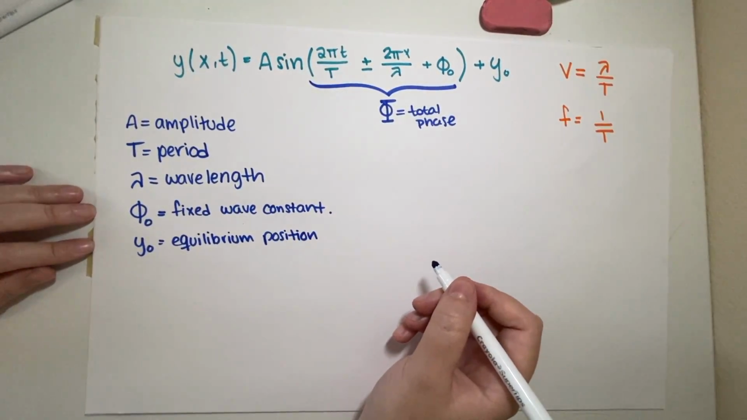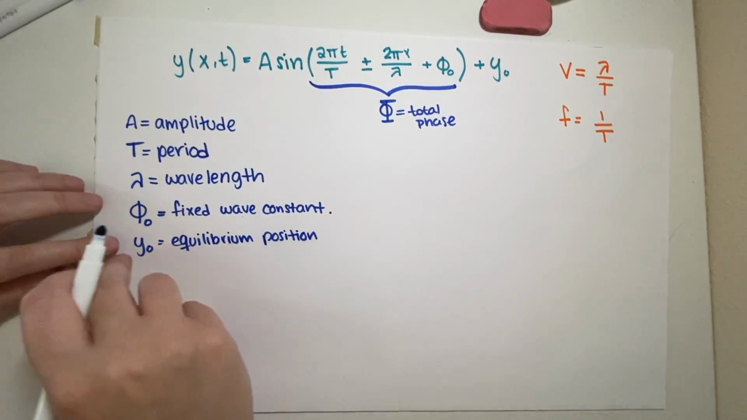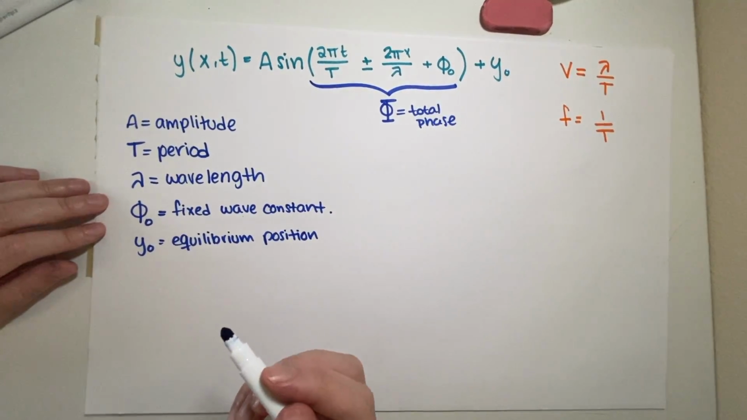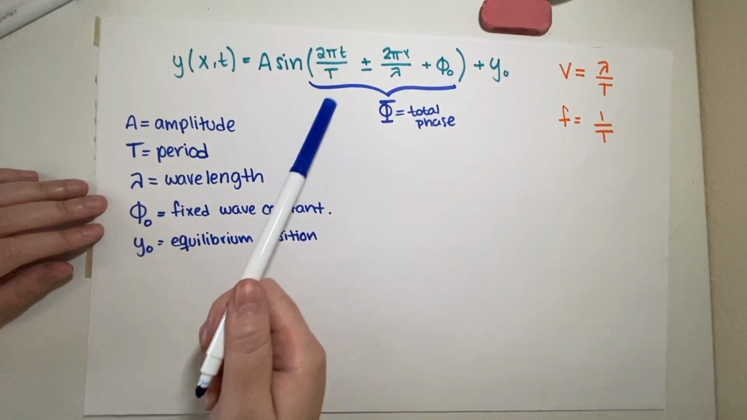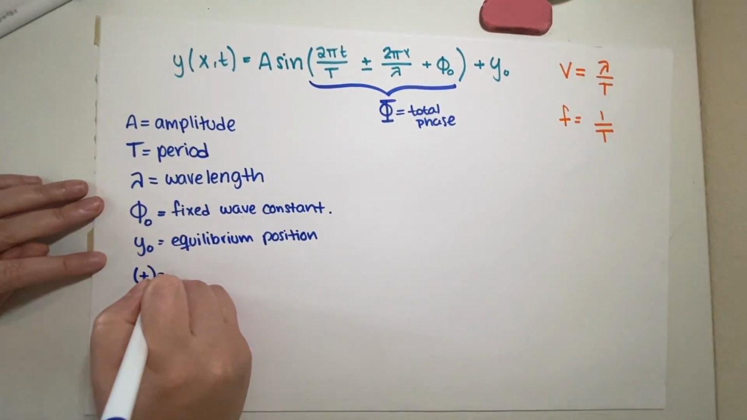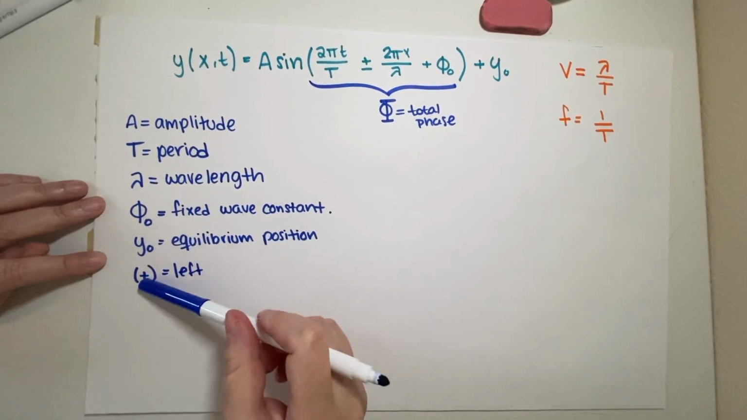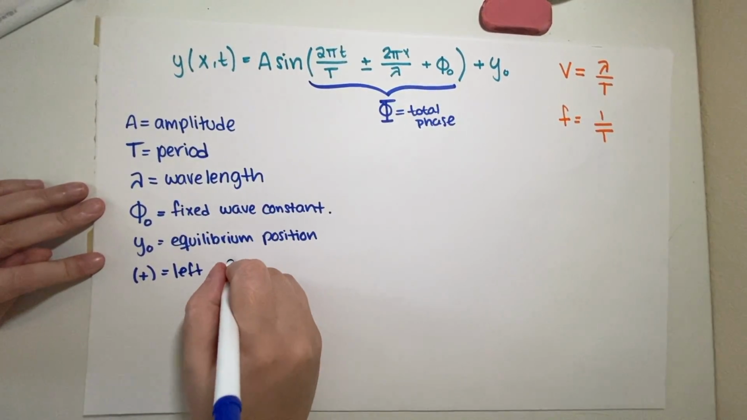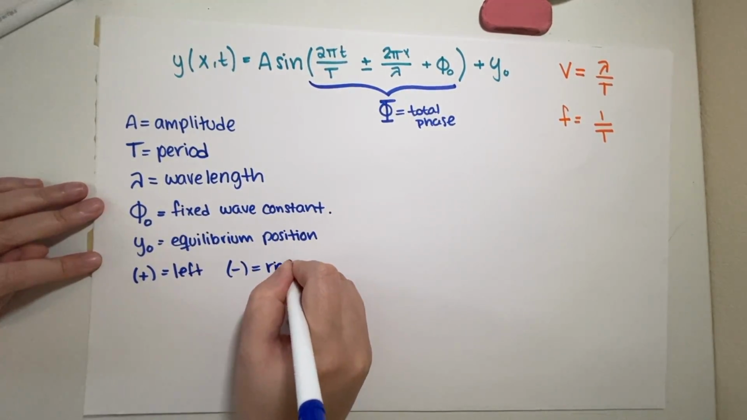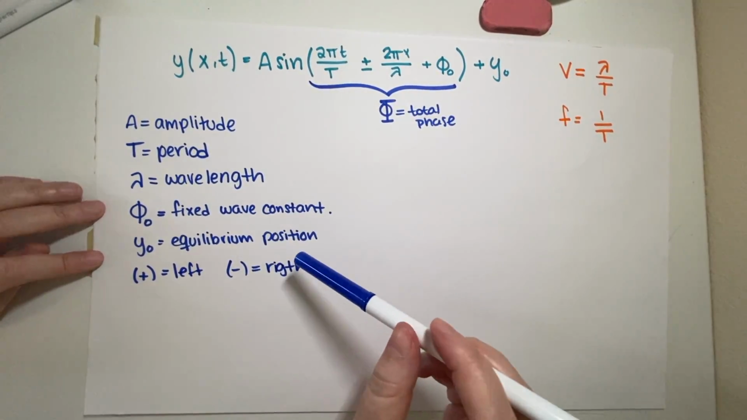And it basically refers to whether your wave is moved upwards or downwards from the equilibrium position; that's how you represent this over here. Now, in terms of this plus-minus, if your wave is moving to the left, you're going to have a plus sign over here. If your wave is moving to the right, you're going to have a negative sign over here.